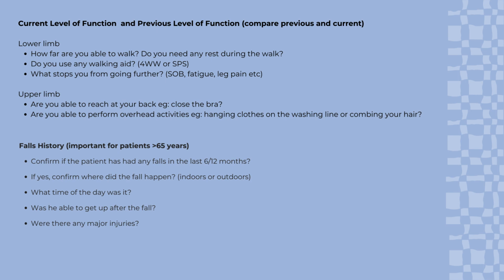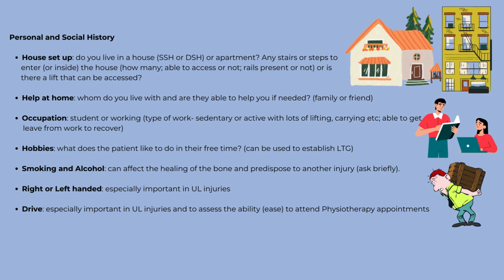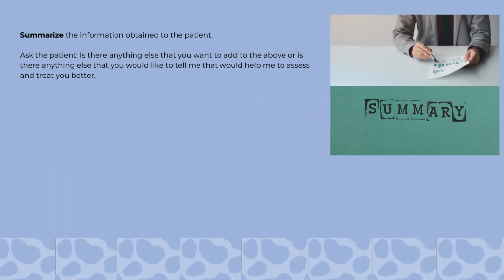Current and previous level of function, falls history, as I said, it's important for patients at 65 years old, personal and social history. Now you have got all this information. What do you do? You summarize the information obtained to the patient. Now, again, I do not want you to say, okay, I know that you live in a single story house with your brother and you are a student. No, we do not want this, right? Remember, we have a time constraint. We have to be sensible and very mindful of our time.